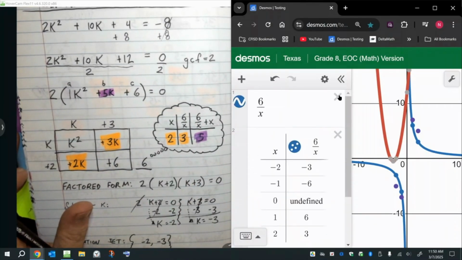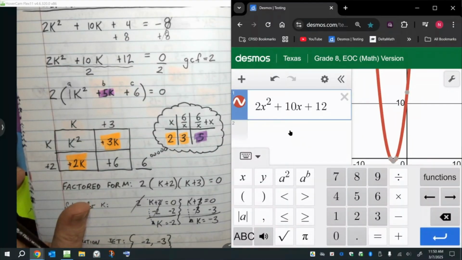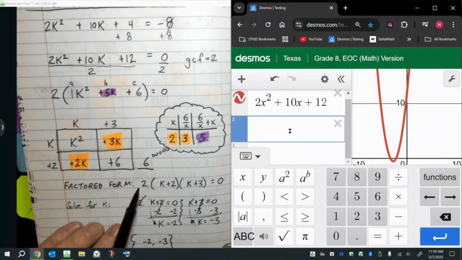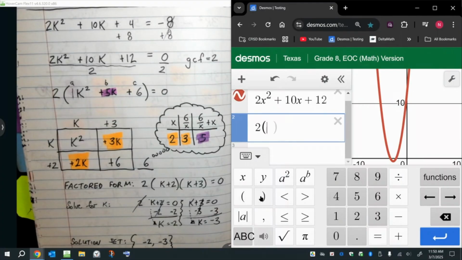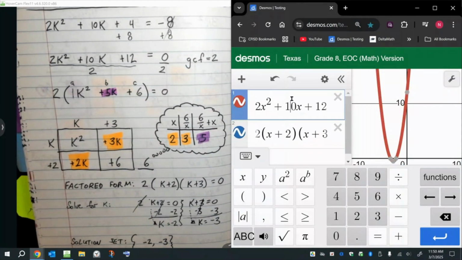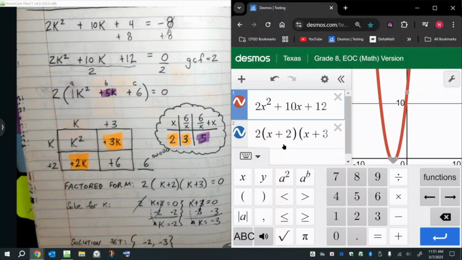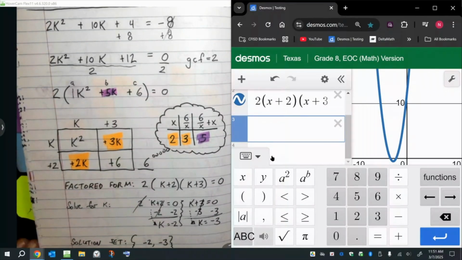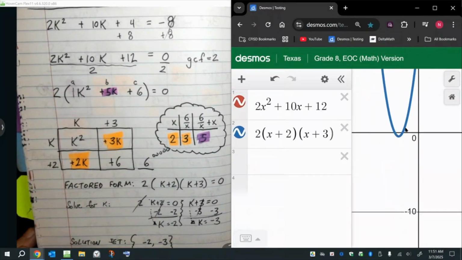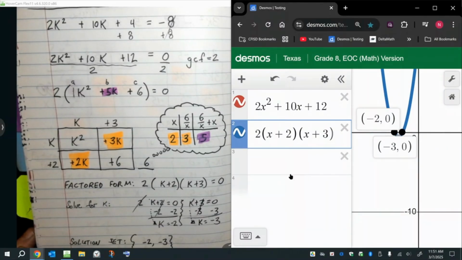Let me get rid of this table up here. All right. Then I can do factored form. I need the 2 out in front. Otherwise, it's not equivalent as for factored form. There you go. Same line because one's sitting on top of the other. And then my roots are also where they say they are, right there.